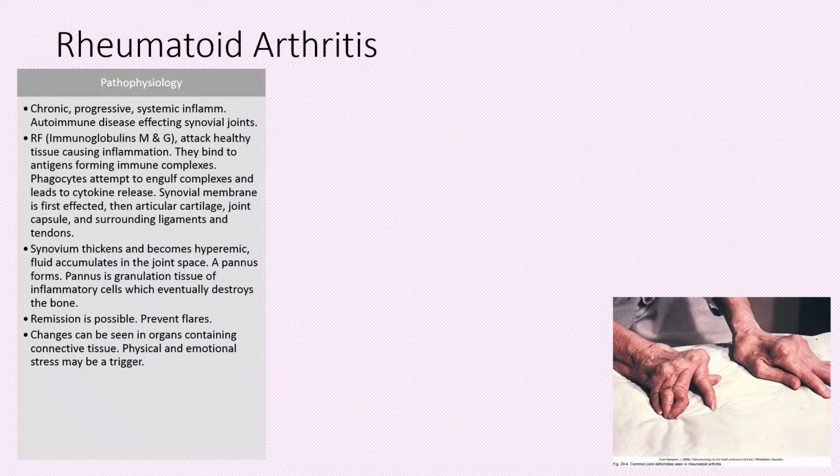Synovia thickens and becomes hyperemic. Fluid accumulates in the joint space. A pannus forms. Pannus is granulation tissue of inflammatory cells which eventually destroys the bone. Remission is possible. You want to prevent flares. Changes can be seen in organs containing connective tissue. Physical and emotional stress may be a trigger.